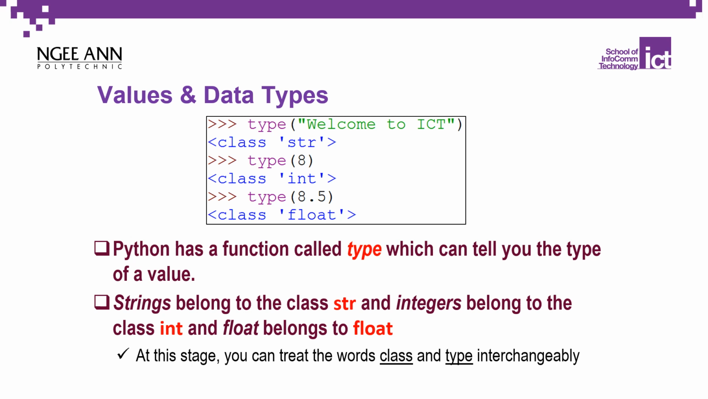So, how do you find out what is the type of a particular value? Python has an inbuilt function called type, which can tell you the type of a value. So take a look at this example. You can see that strings belong to the class str, integers belong to the class int, and float belongs to the class float. So what's this class business? The short answer is that a type is a class that Python has defined for you, but you can actually define your own classes. At this point though, just use the two terms interchangeably.